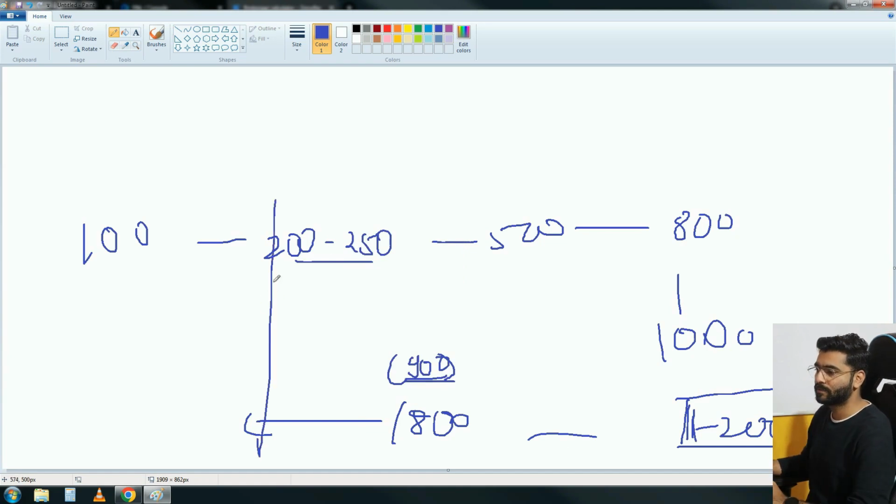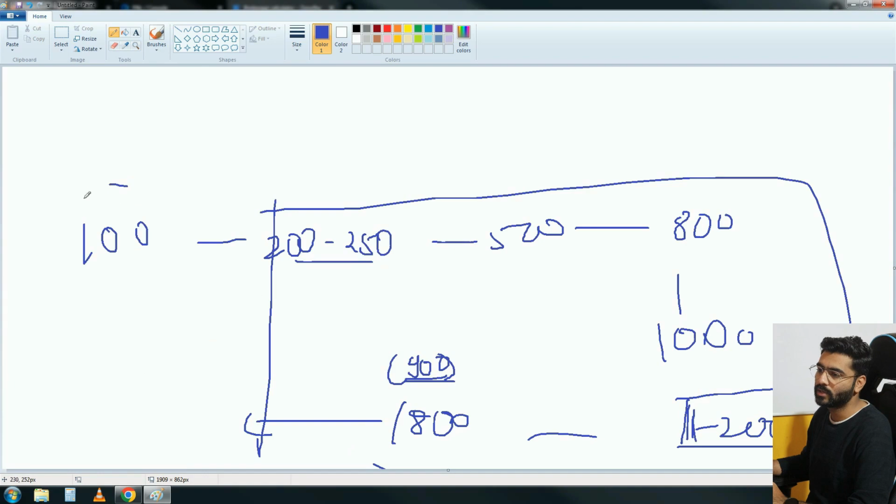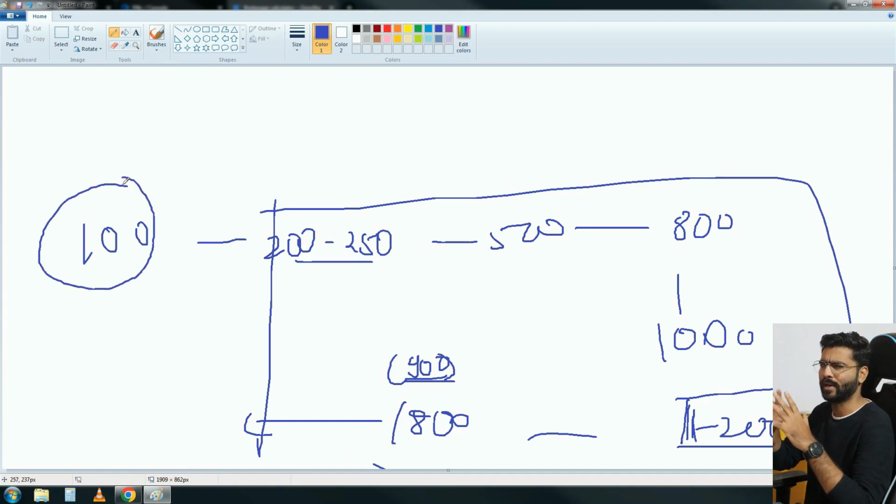So always remember, this part goes really quick. The only thing is you have to first focus on this, whatever quantity. See here, for example, I took 100. Whatever quantities you're planning, you have to first focus on that particular part. Be good in that part, and then the scaling up becomes quite easy.